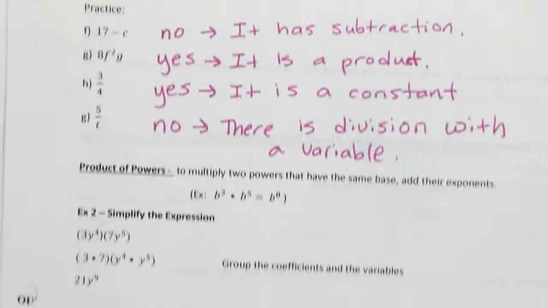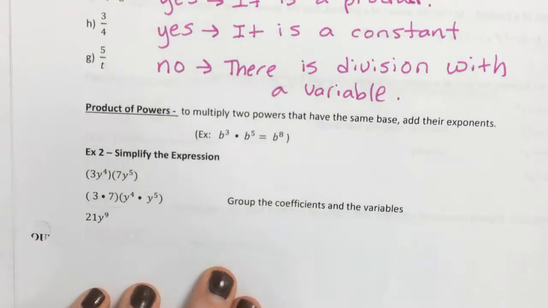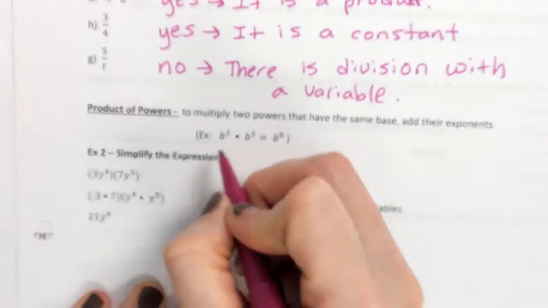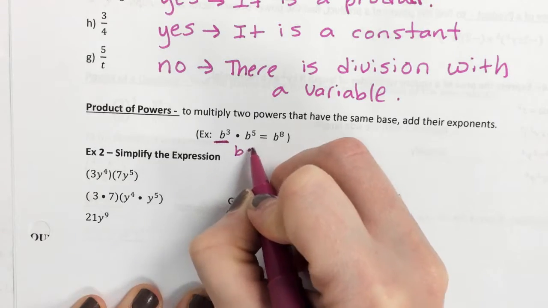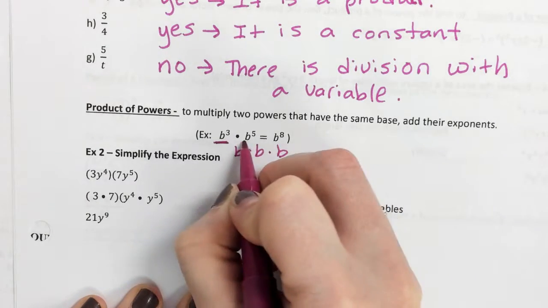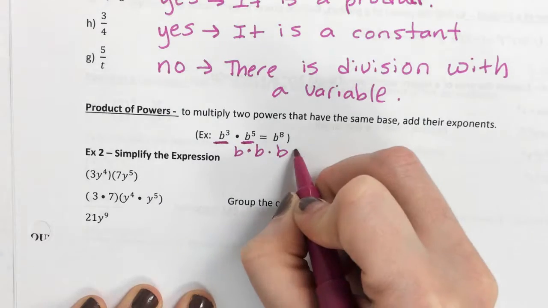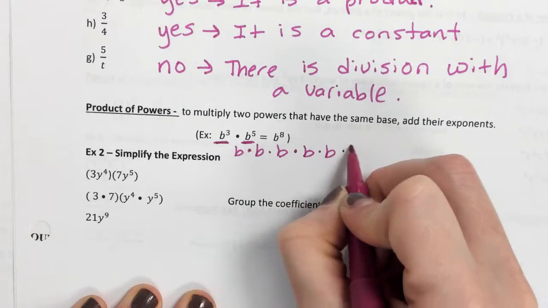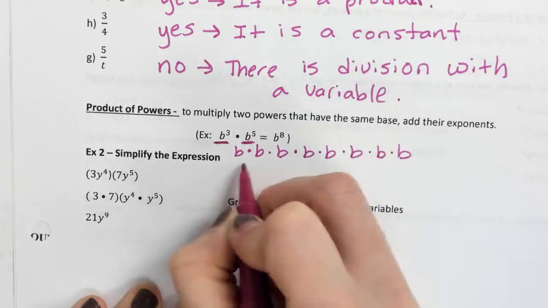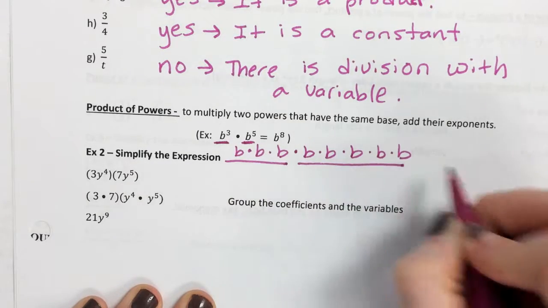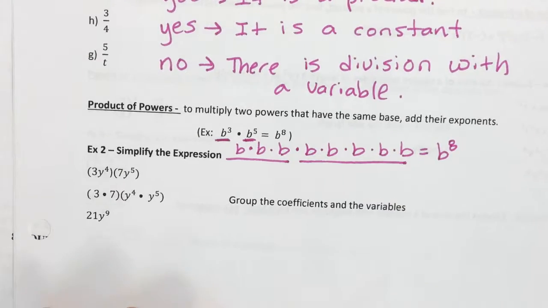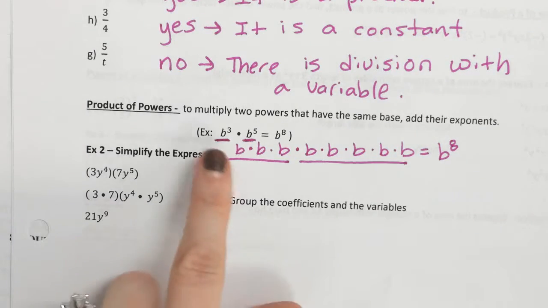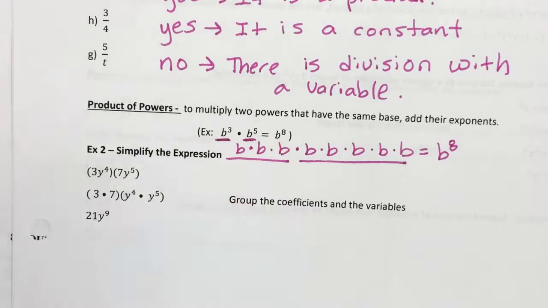So the next part we actually get into multiplying monomials. I'm going to show you how this works, but you've probably seen this before. If you have b to the third power, that's like saying b times b times b. And if you have b to the fifth power, that's like saying b times b times b times b times b. We have 3 b's, 5 b's. So you end up with b to the 8th. So the shortcut, instead of actually having to write that out every time, is just to add the exponents, and you get the last one.